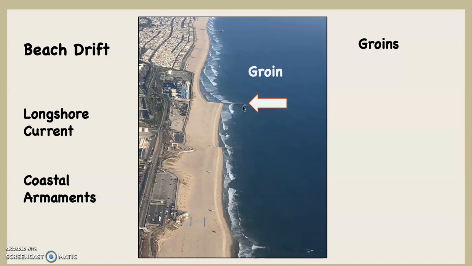And one of these is called a groin. A groin is designed to prevent beach drift, which you can see that white arrow pointing at it, which is either a pile of rocks or a wall that's built out into the ocean to stop the sand from getting away.